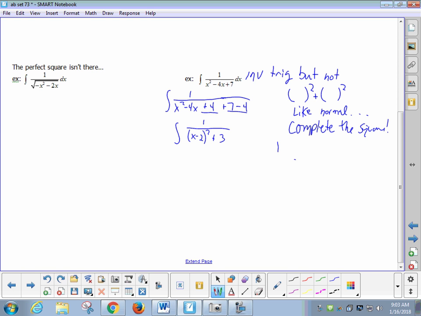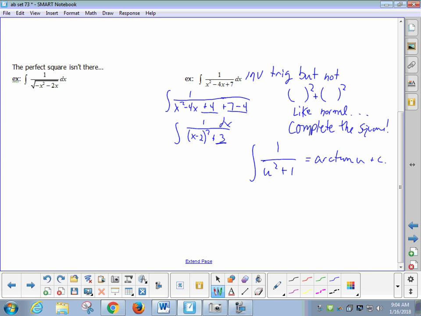This is arctangent-ish. Remember, 1 over u squared plus a squared is a perfect antiderivative of arctangent of, oh, this needs to be 1, doesn't it? Sorry. Is arctangent of u. So, we have a little bit of arctangent work. The problem is that that is not 1.